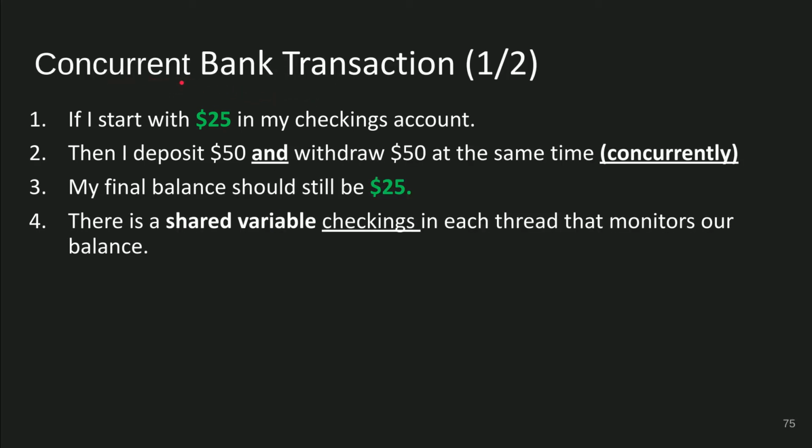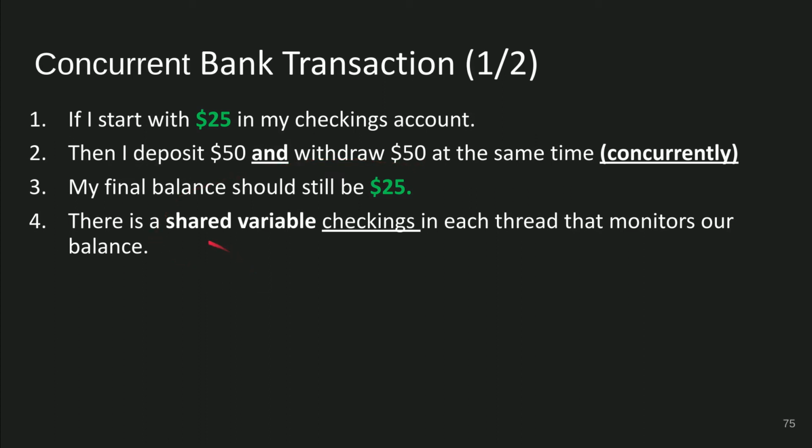But remember, we're working in a concurrent world, so here's what can happen with a concurrent bank transaction. We have a lot of devices, maybe we do something at the same time. So this time, assume that I have, again, $25 in my checkings account. And then on a phone and a computer, I deposit $50 on one device, and then I withdraw 50 at the same time, concurrently. My final balance should still be $25, right? Because I've essentially deposited 50 and then just taken back 50, really quick.